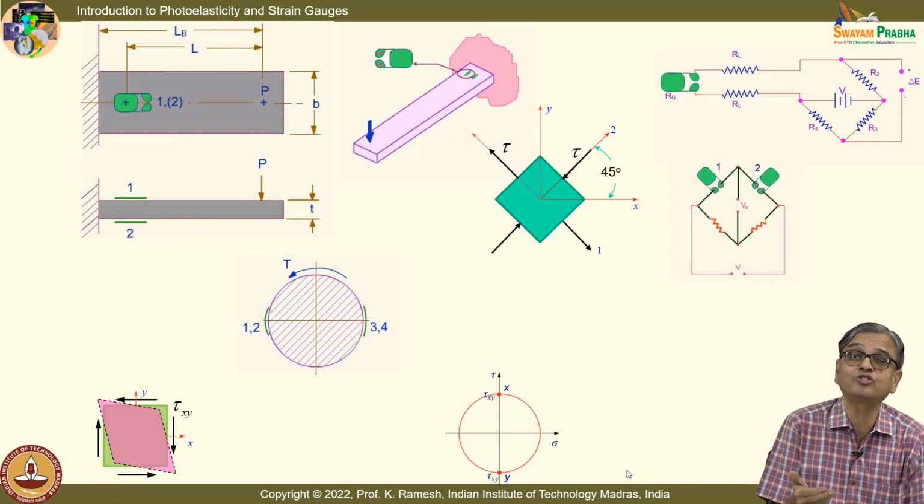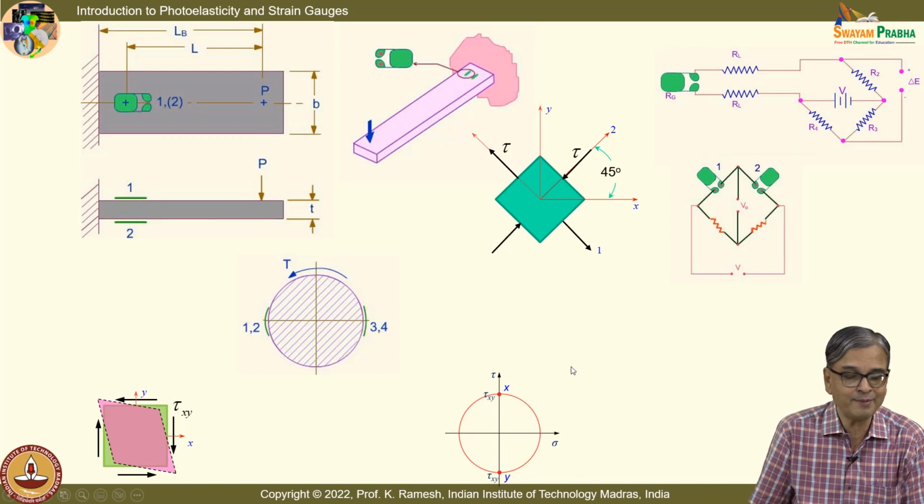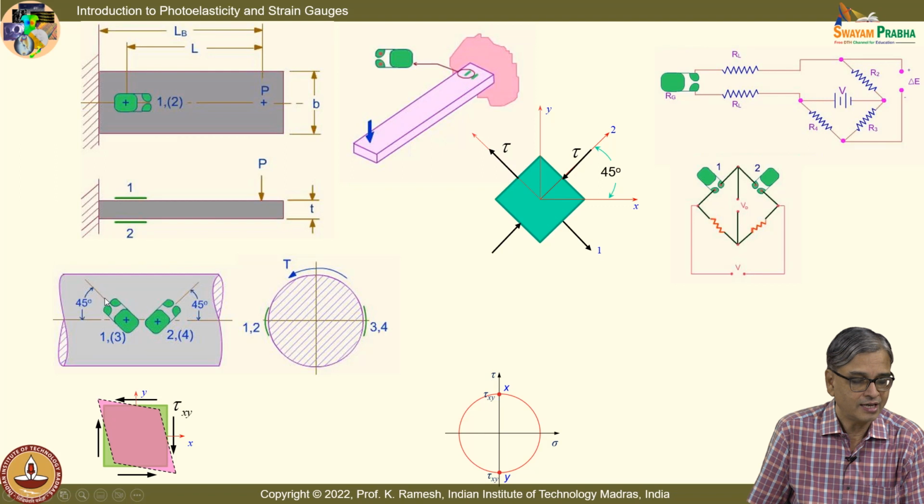How do I use my strain gauge to find out what happens when the object is undergoing a pure shear stress state? It tells me that I have to align my strain gauge this way. So, when I see the side view, I will put one strain gauge on the top. I will put the other strain gauge. We have put this as 1, 2, 3, 4.